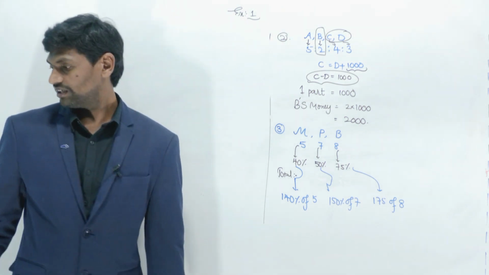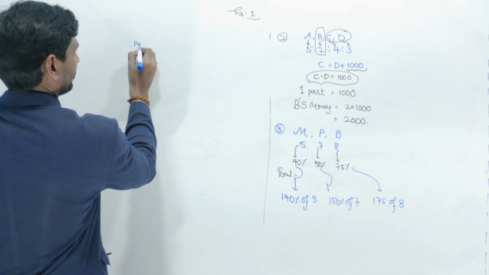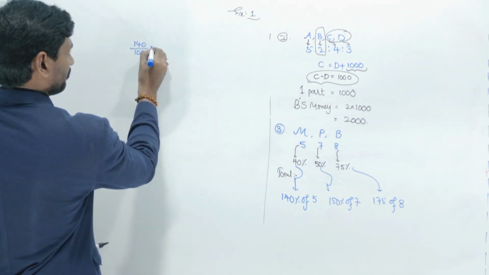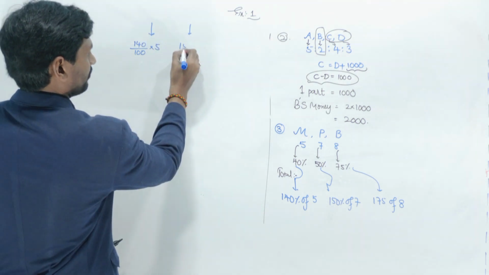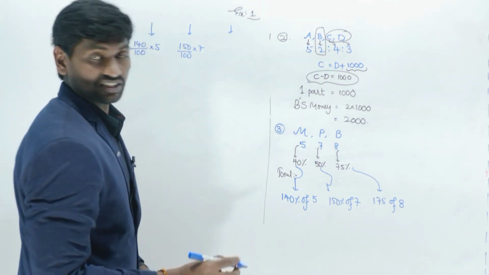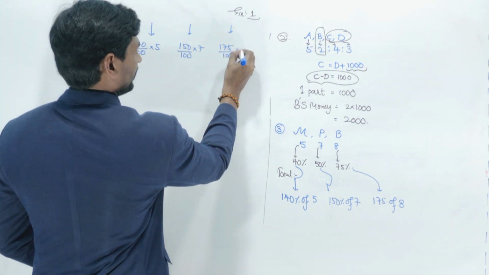Let us see here. So 140% of 5. Try to simplify. 140% means 140 by 100 into 5. First one. Second one is 150 by 100 into 7. And the third one is 175 by 100 into 8.